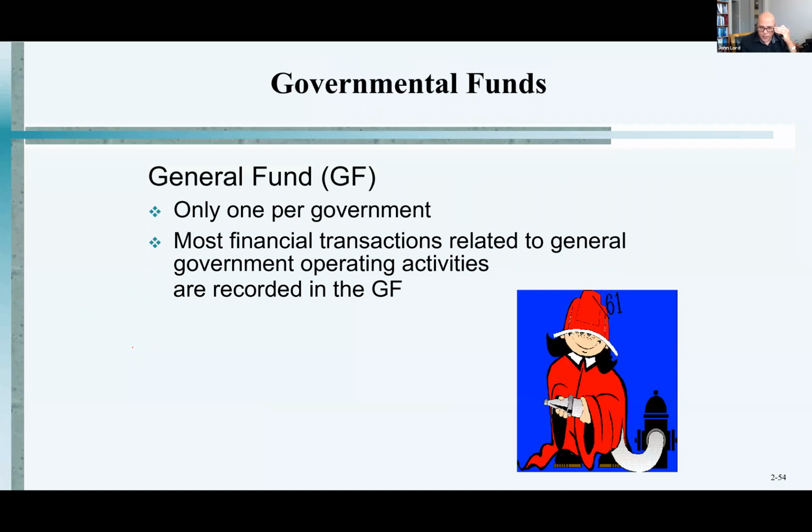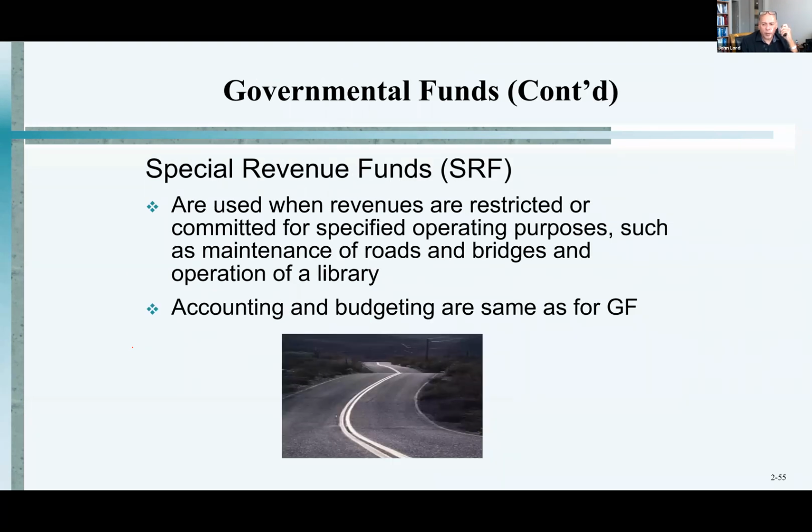Okay, some things about these funds. General fund, one per government. Okay, so even though they call it a fund type, there's only one general fund. Okay, and this is where we report most of the government's operating activities. Special revenue fund. I've given you the example of a road fund where we have revenue coming in, say through a gas tax for a specific purpose, and then that money is spent on things like road maintenance, road improvement. Okay, very similar to the general fund.